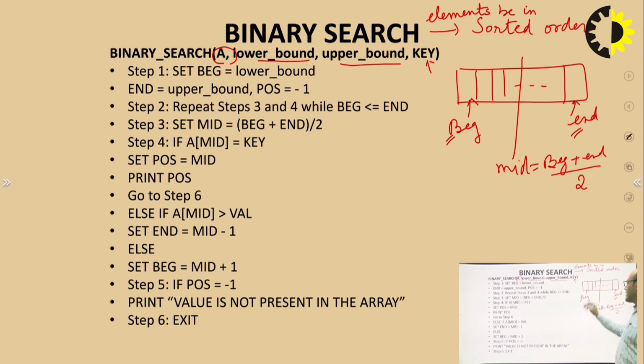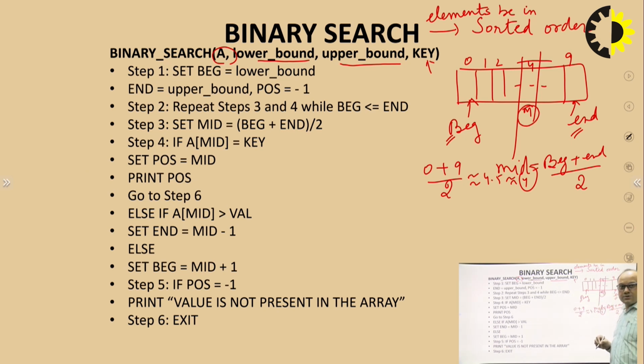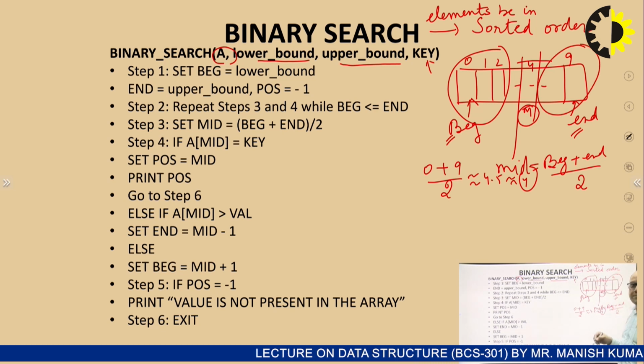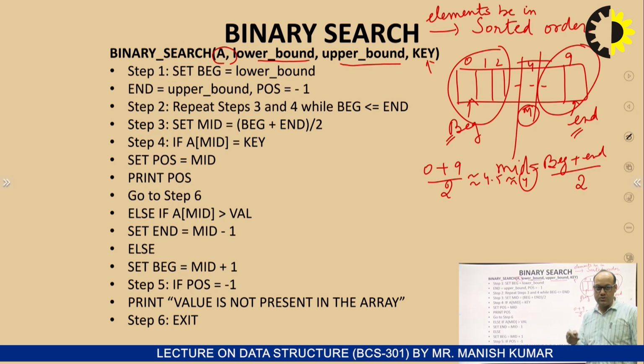Right? For example, 0, 1, 2 up to 9, 10 elements are there. So how am I going to find the middle element? 0 plus 9 divided by 2. It comes out to be 4.5, that is, the 4th index position is the middle element. Then I will check whether the element I am going to search is the element which exists at this mid index position. If the element is less than mid, then I will search the element in the left partition. If the element which I am going to search is greater than this middle element, then I will search the element in the right partition, and so on. And this loop will go on recursively.